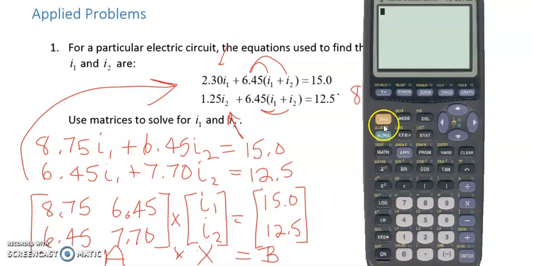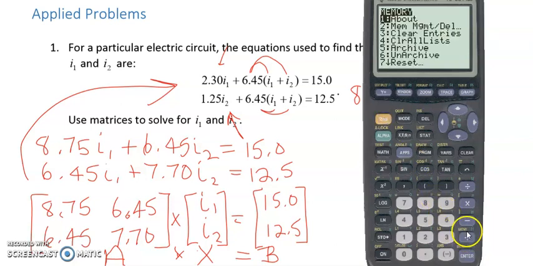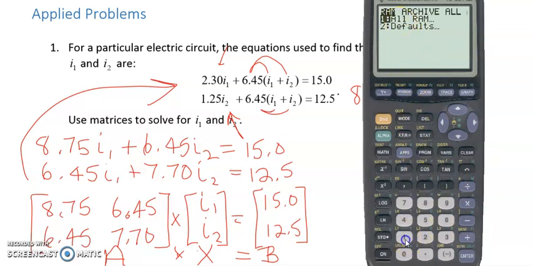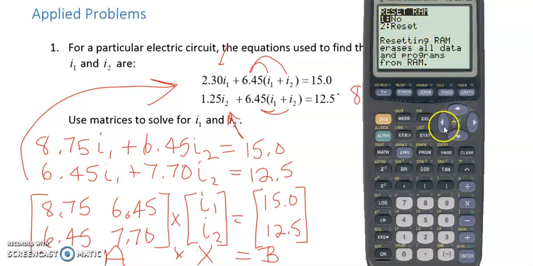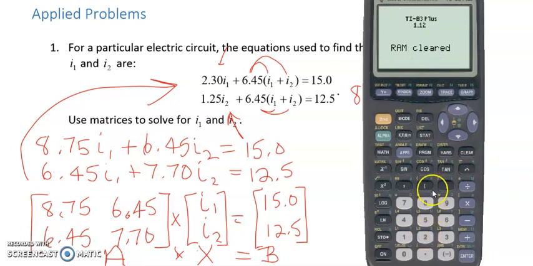If you have to clear the memory of your calculator, because you may have other matrices in there from a previous calculation, it's second and the plus sign. You'll notice above the plus sign MEM. You want to reset, so it's 7, number 1 for All RAM, and number 2. The calculator is just making sure you really want to do this. Yes, I do. So hit number 2. There you go, the RAM is now cleared. Any old matrices that you had in there previously are now gone.